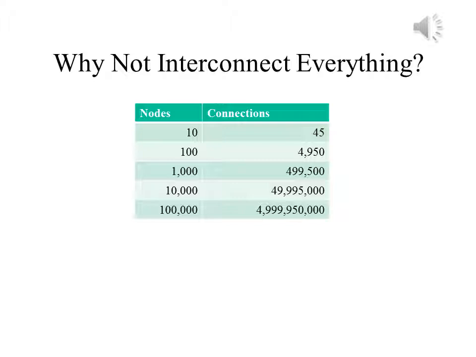If it's 100 nodes, our connections grow to 4,950. If it's 1,000 nodes, we need almost 500,000 connections. And the connections keep growing much faster than the number of nodes. So we can see that it will pay to have most of these connections through intermediate nodes.